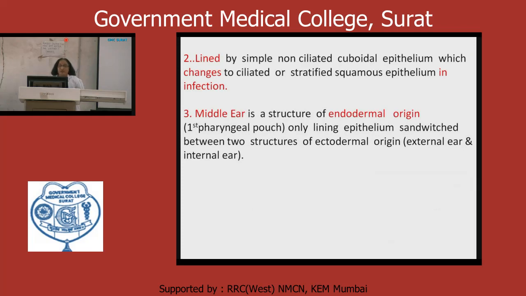Now the middle ear embryologically is a structure of endodermal origin, that is of the first pharyngeal pouch. Only the lining epithelium is sandwiched between the two structures of ectodermal origin, that is the external ear and internal ear. So this is again an important question embryologically.